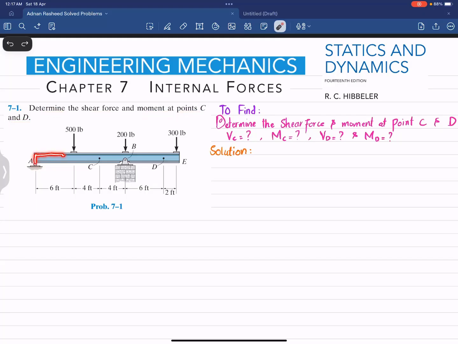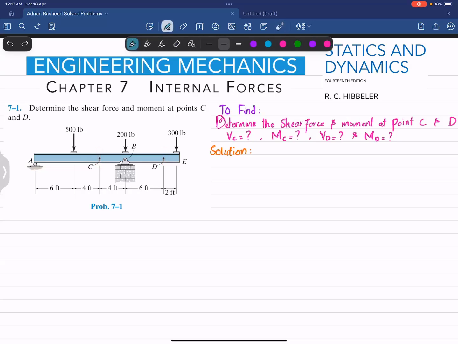So you can see this is an overhanging beam. At point A we have a roller support, and at point B we have pin support. The loading is shown, 500 pound, 200 pounds and 300 pounds respectively. So you have to find the shear force and moment at point C as well as point D. So let's start with the solution.